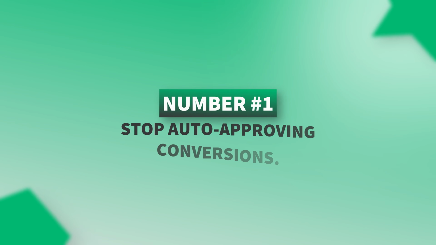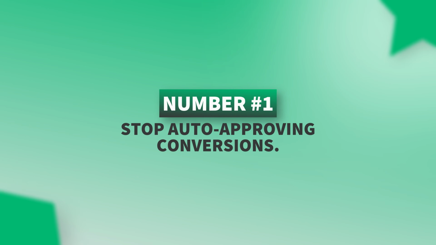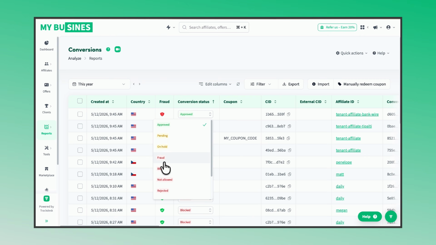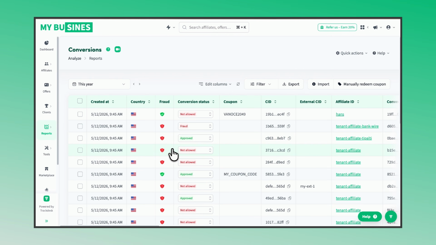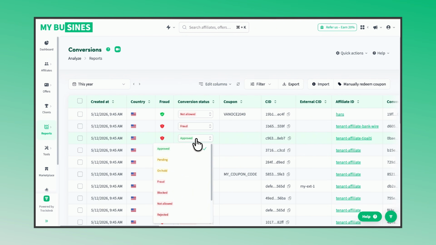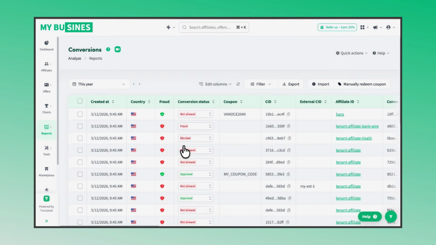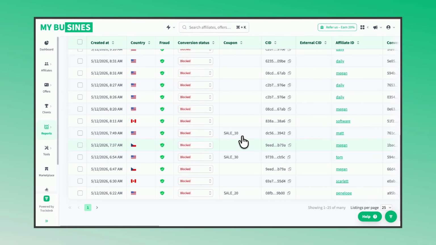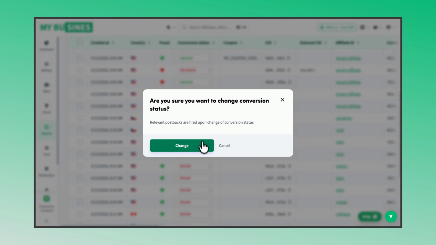The first thing is to stop auto-approving conversions. This is the single highest leverage change most programs can make immediately. Build a review period into your conversion workflow. Use conversion status stages: pending, on hold, approved, and don't move anything to approved until it's had time to be validated against real downstream behavior. Did the customer actually stay? Did they complete the action your program is designed to reward? That buffer alone will catch a significant percentage of ghost activity before it ever hits a payout.